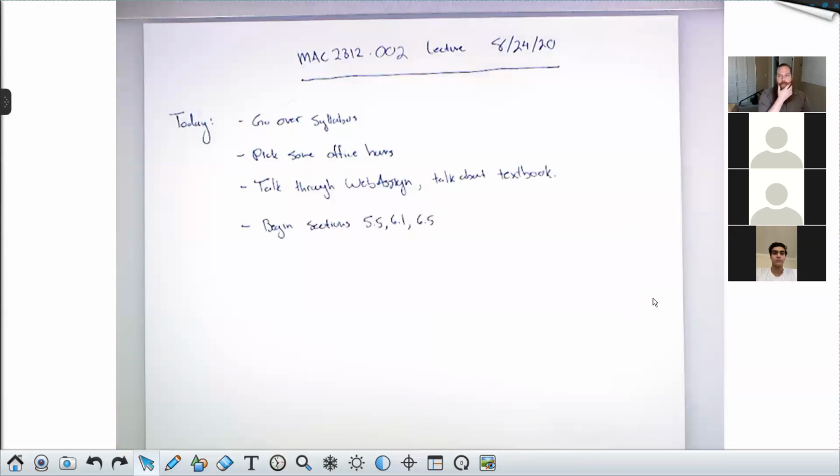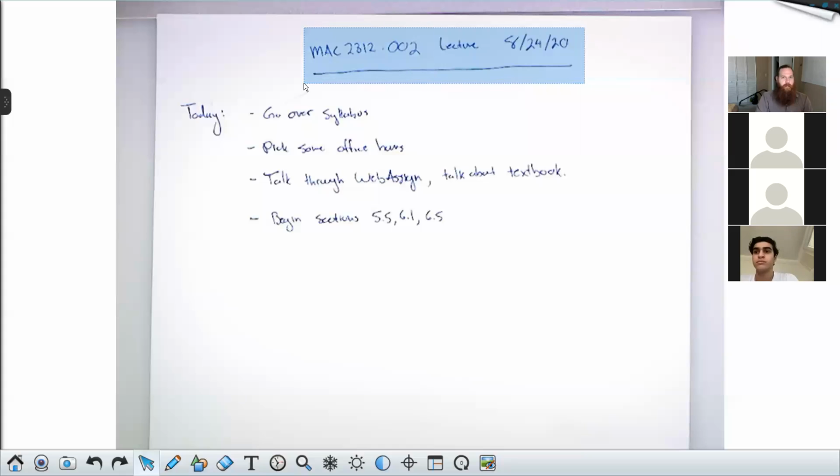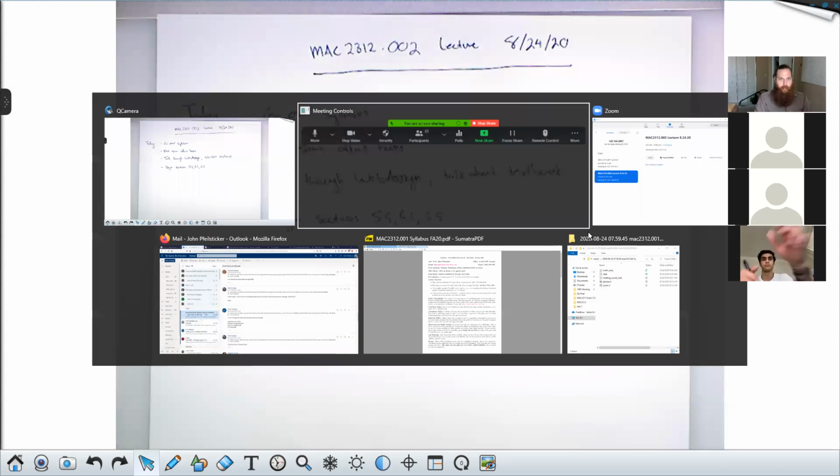Okay, so this is roughly what we're going to do, and this is pretty much how we're going to start every day. I will always have this header at the top with the date and our class and section number, so you know you're in the right place, and we'll always give a brief overview of what it is we're going to do in that lecture. So first things first.